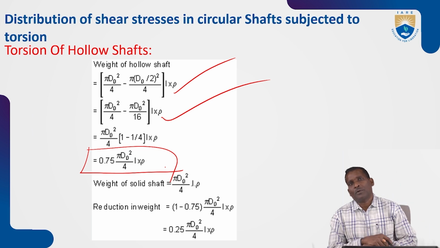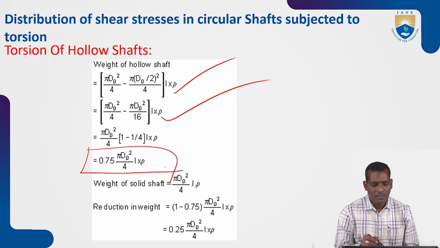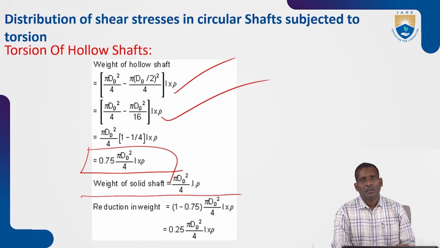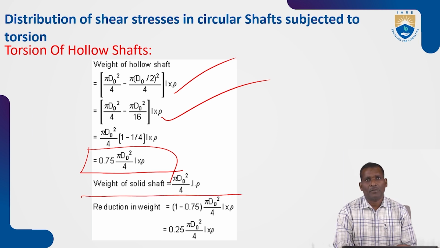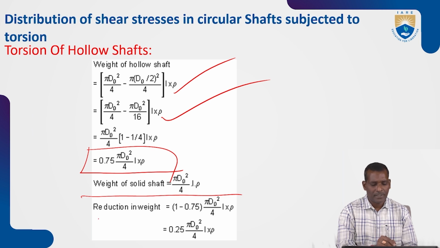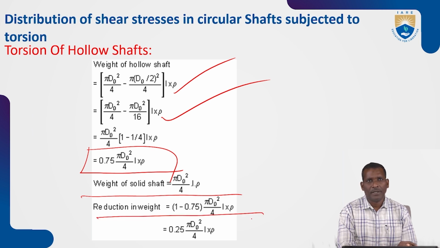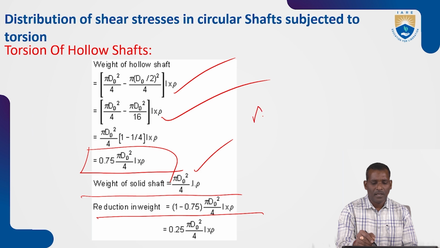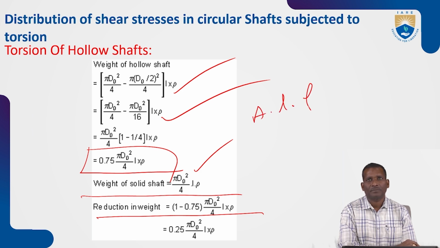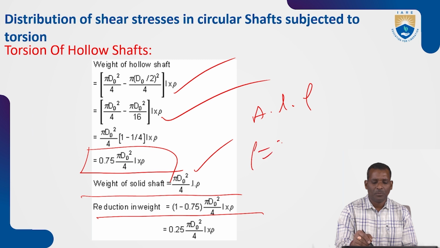So the weight of the solid shaft is pi d naught square by 4 into L into rho. So the reduction in weight is 1 minus the hollow shaft weight over the solid shaft weight. The solid shaft weight is area multiplied by length into density. So density is equal to mass per volume.